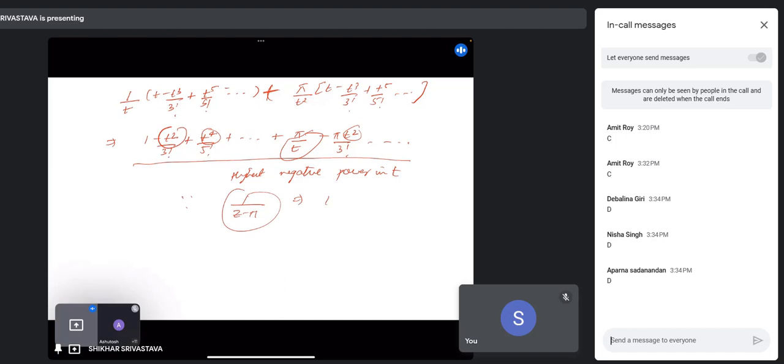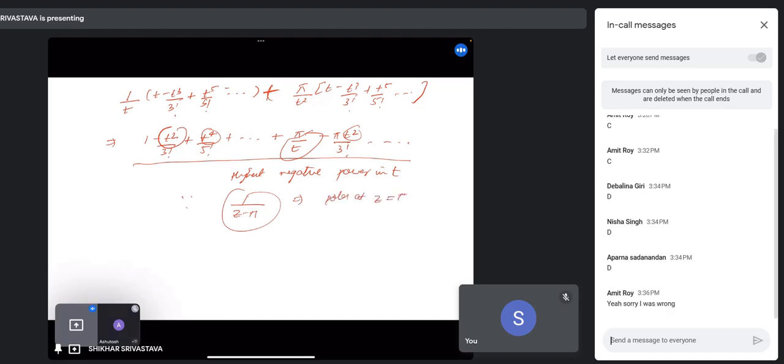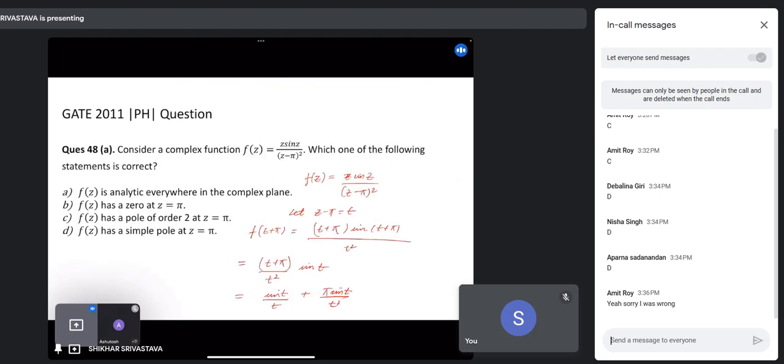So you have a pole at z is equal to pi, and the order of the pole is 1. If you look at this question, this is why I was telling you that whenever you have trigonometric functions, these things become a little complex, so you better always use this approach to find the correct answer.